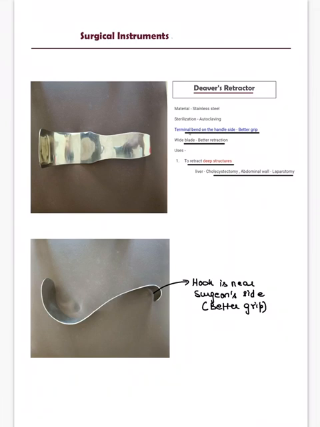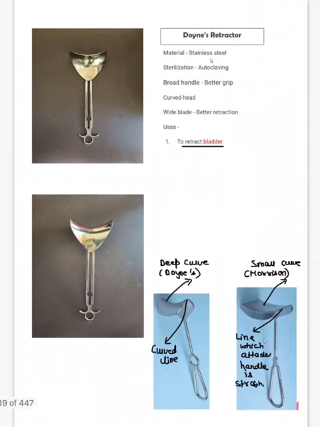Coming on to each instrument one by one, guys. Okay, we won't waste much time, but we'll see the important things. See, this Deaver's retractor, it looks like this, guys. It's a big instrument, in order to hold bigger structures like abdominal wall, cholecystectomy. Now see, Doyen's retractor. This is to retract the bladder. Now see, we have two things, Doyen's and Morris, guys.